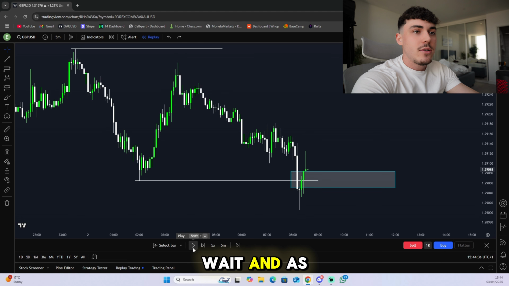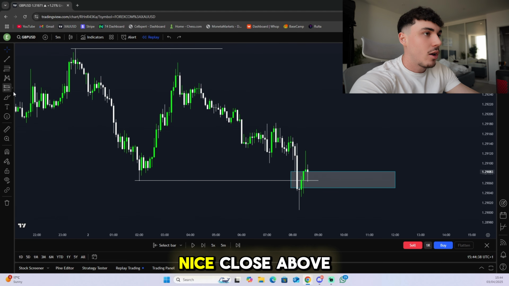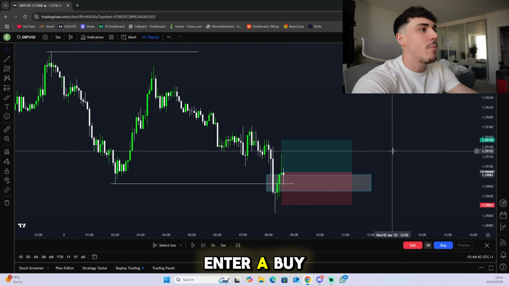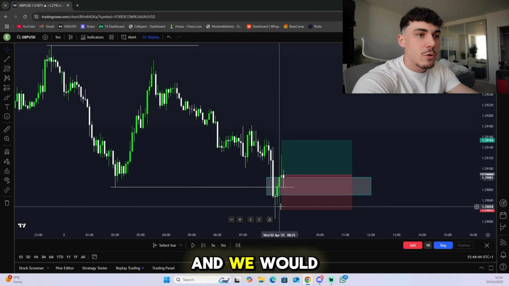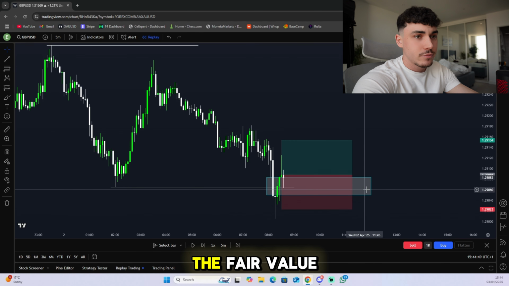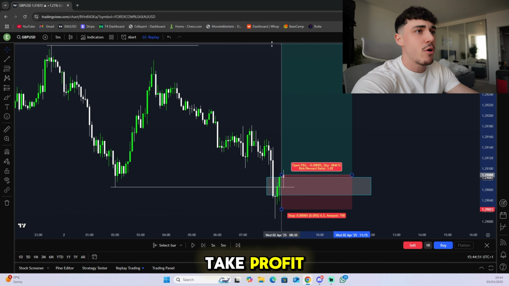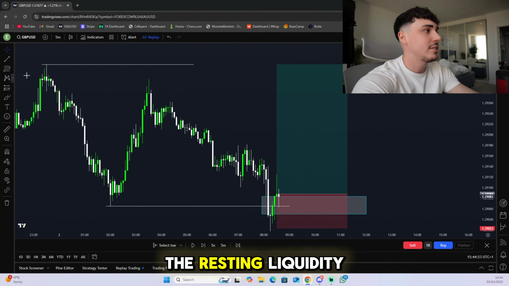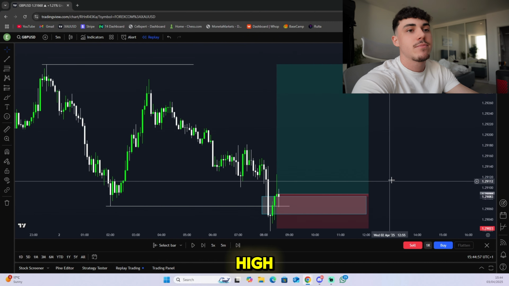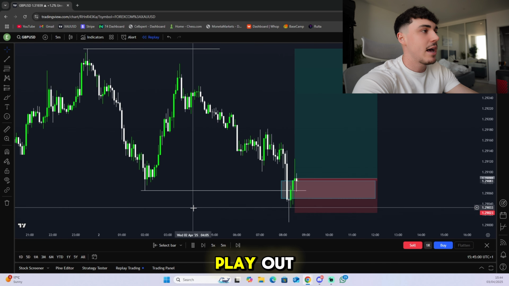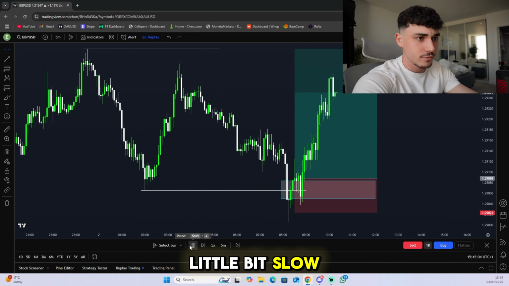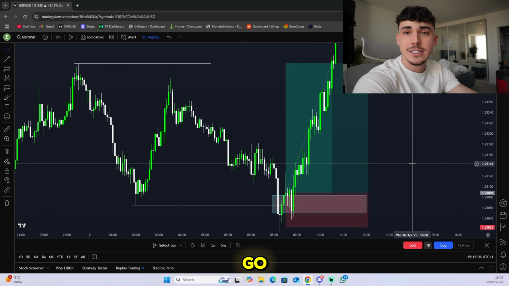We wait. And as you can see, we get a nice close above the fair value gap, showing that we disrespected it. So we would enter a buy position here and we would put our stop loss just below the fair value gap, and our take profit would go at the resting liquidity on the opposite side, which is a high. Then you basically let the trade play out if it wants to play out. There we go. This is a little bit slow. And there you go. That is one example.